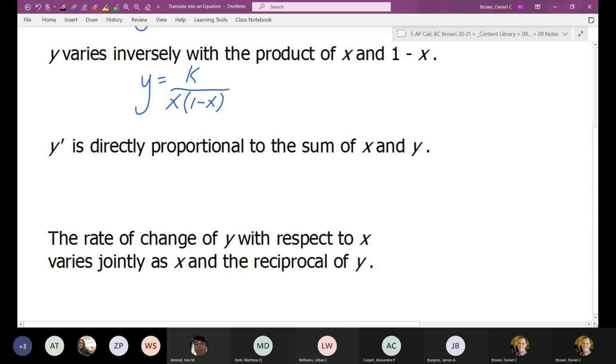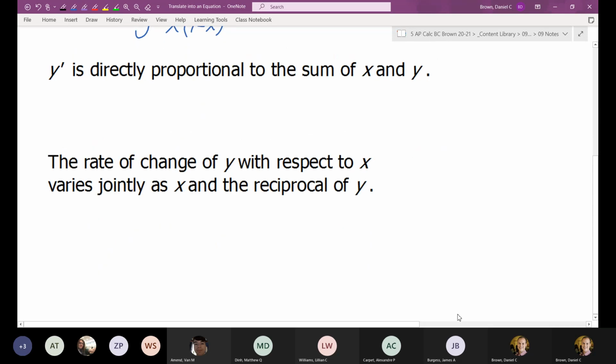So this first one, I have y prime is directly proportional to the sum of x and y. So what would that equation look like? I have y prime is directly proportional to the sum of x and y. How would we probably look at that in this unit? Y prime, we know, is the derivative, so this is technically a differential equation. So you could have written it as dy dx is directly proportional to the sum of x and y.